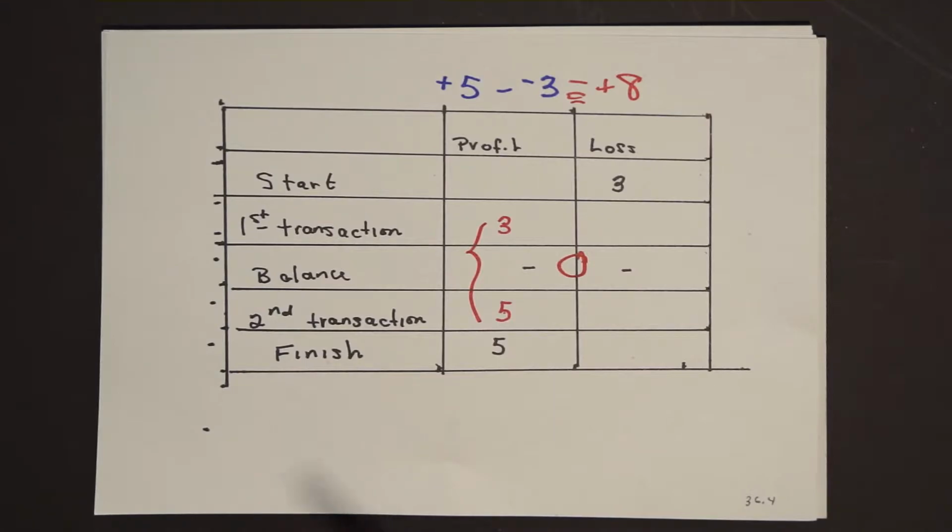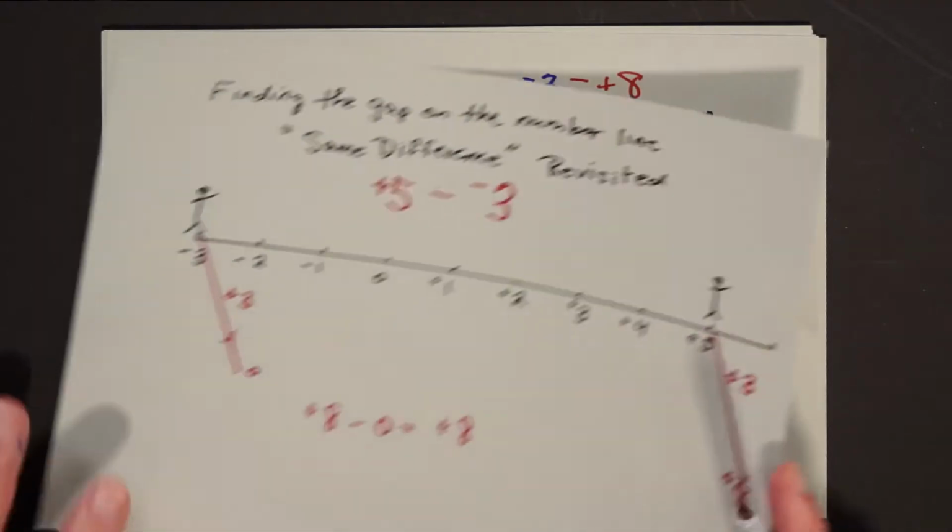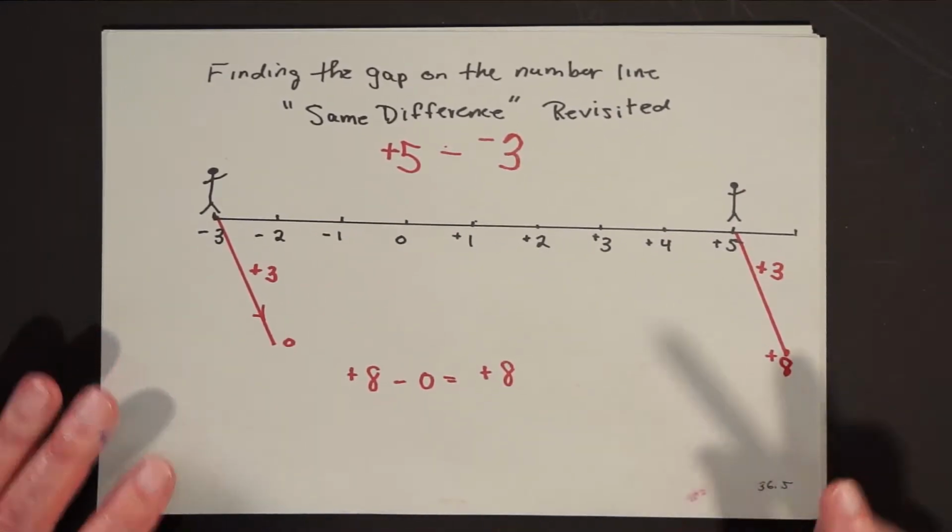Okay? And you remember when we talked about whole number subtraction? We talked about the same difference, maintaining the gap. In other words, if the age difference between John and Bill is 5 years now, any time in the future, any time in the past, as long as they're both alive, the difference in their ages is the same 5 years. So let's look at it in terms of the number line, which is more visual.